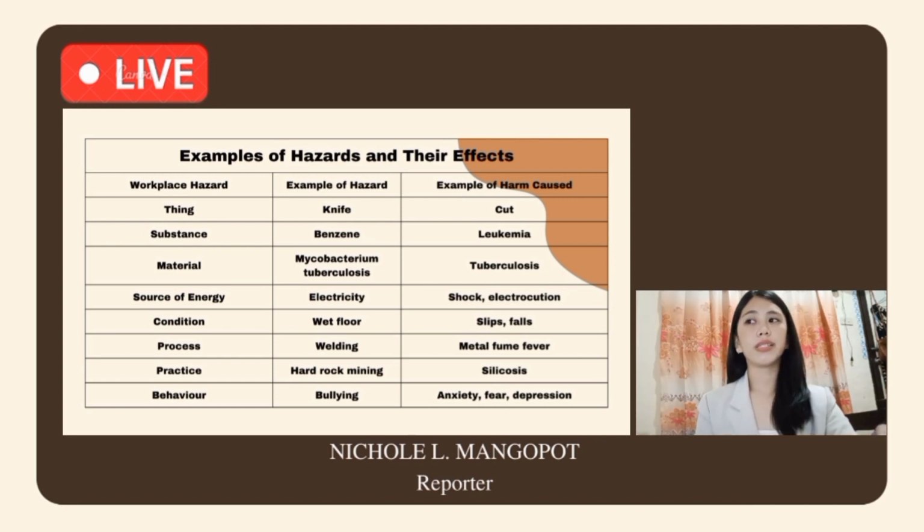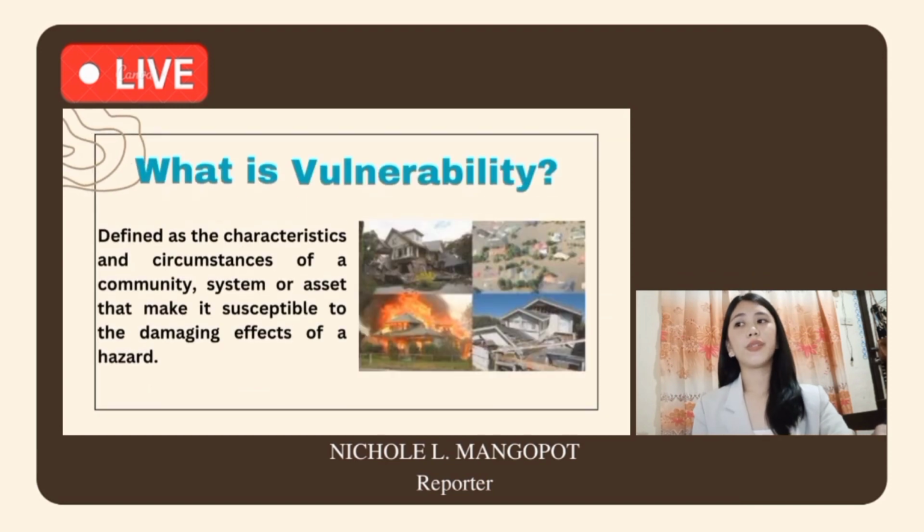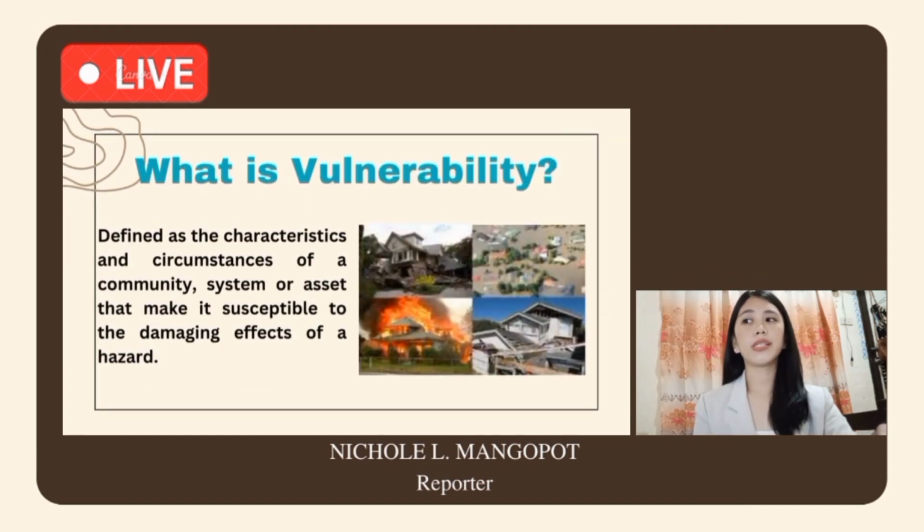So next is vulnerability. Vulnerability is defined as the characteristics and circumstances of a community, system, or asset that make it susceptible to the damaging effects of a hazard. The levels of vulnerability and exposure help to explain why some non-extreme hazards can lead to extreme impacts and disasters, while some extreme events do not.